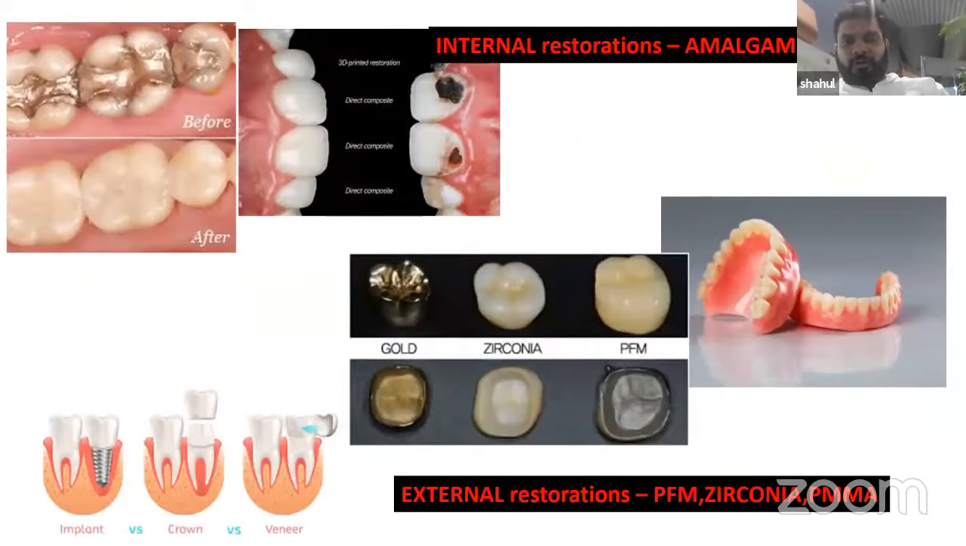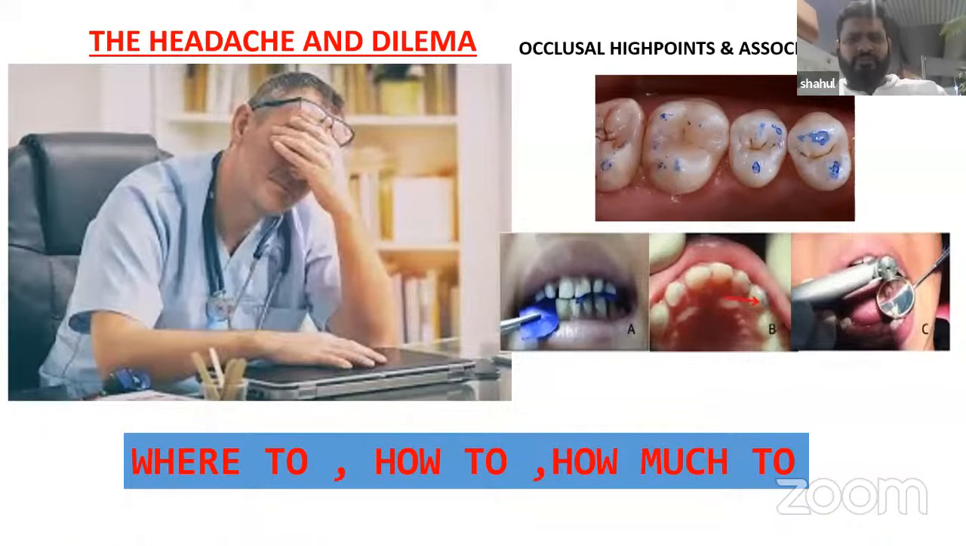When you talk about restorations, we have both internal restorations, which are basically your amalgams and composites, and we have external restorations, the most common being zirconia, which is very common today, the porcelain fused to metal, and the full metal crowns. Whether the crowns or bridges are going to be cemented on natural teeth, or cemented or screwed upon dental implants, irrespective of that, or whether we are using dentures, whatever the case may be, the biggest nightmare or headache for the dentist would be occlusal high points and the associated dysfunction related to it.